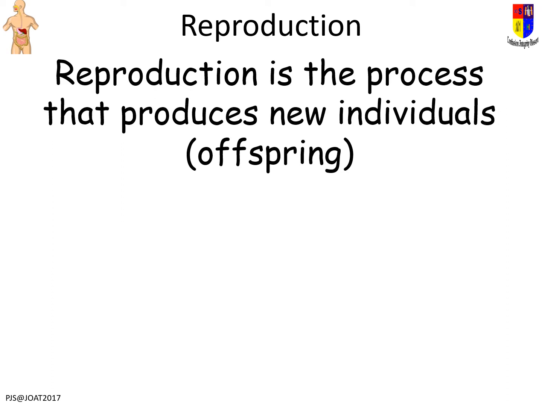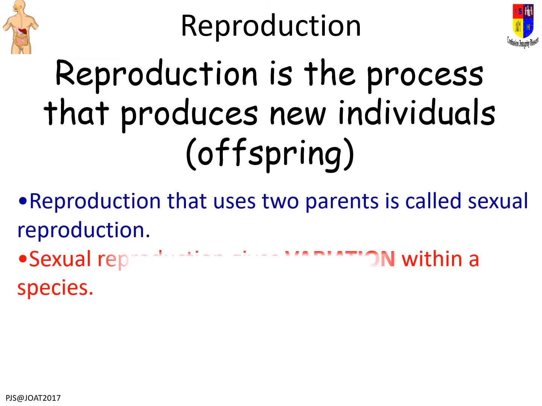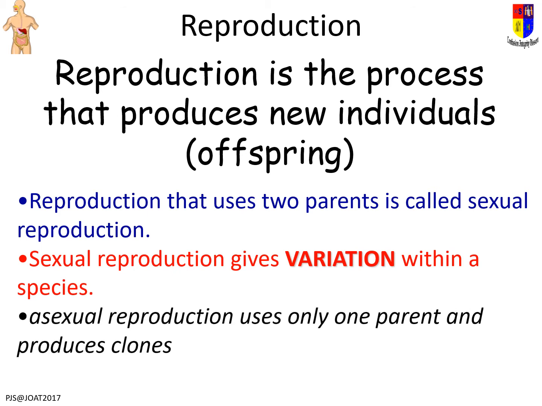Okay, so just to be clear in our definitions, reproduction is the process that produces new individuals. We've got two parents if it's sexual reproduction. If it's not two parents, if it's one, then it's asexual reproduction, and that would produce clones. What's really important about sexual reproduction is that you get variation, and there was a lot of conversation about that in the key areas for life on Earth about evolution.